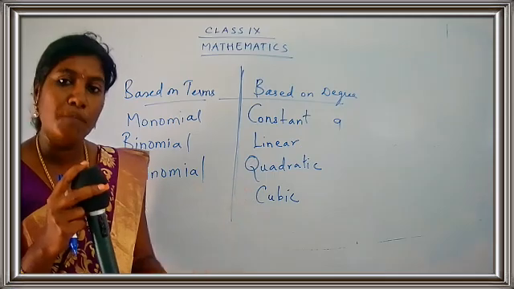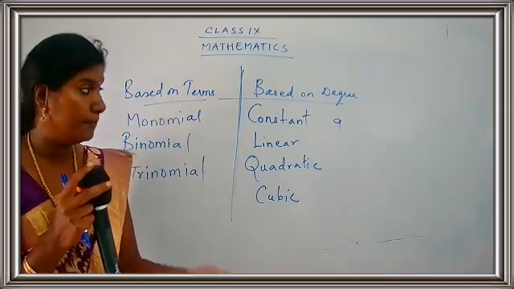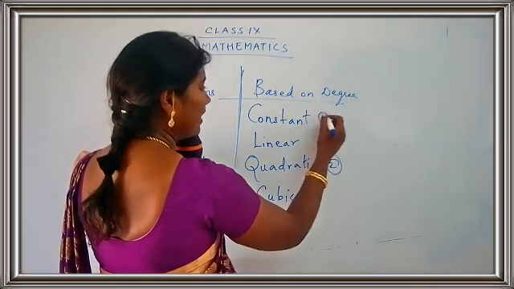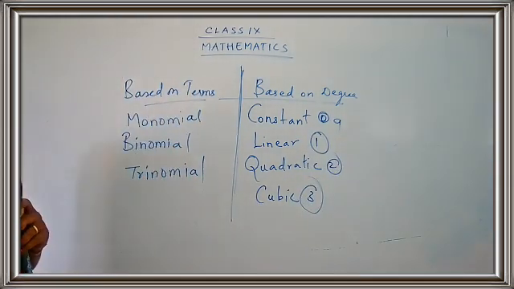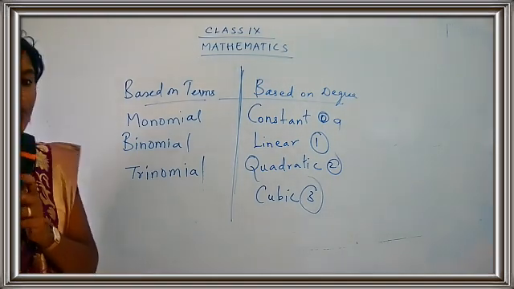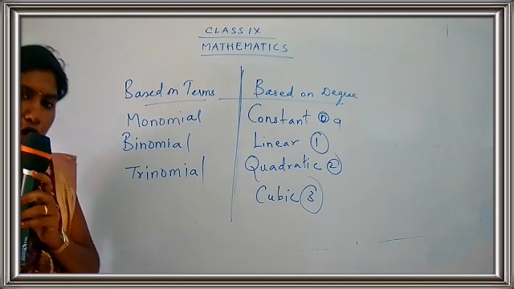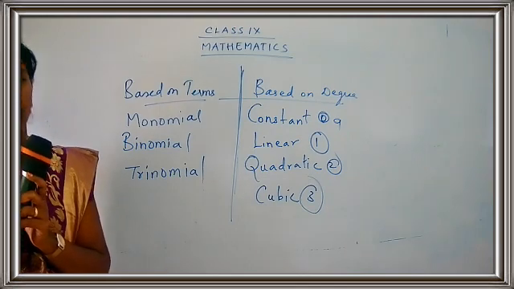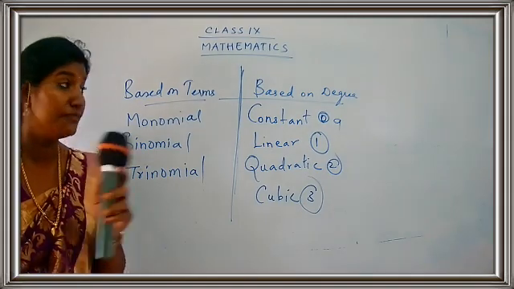And when the polynomial has degree 1, you have to call it a linear polynomial. And when the degree is 2, so we have to start from 0, okay? So 0, 1, 2 and 3. When a polynomial has degree 2, you have to call it a quadratic polynomial. And when a polynomial has degree 3, you have to call it a cubic polynomial. And already we have written the definitions and the examples for the different points.